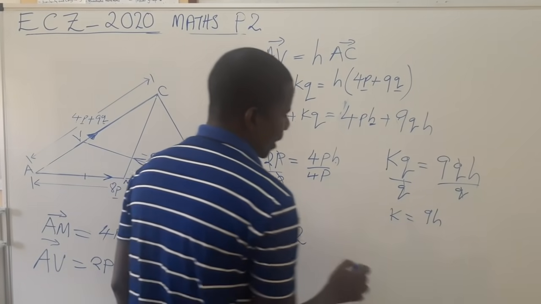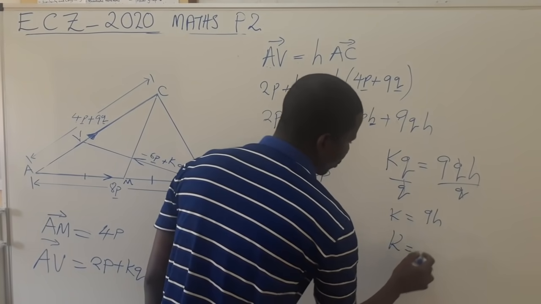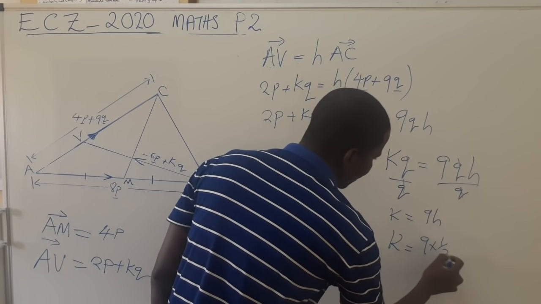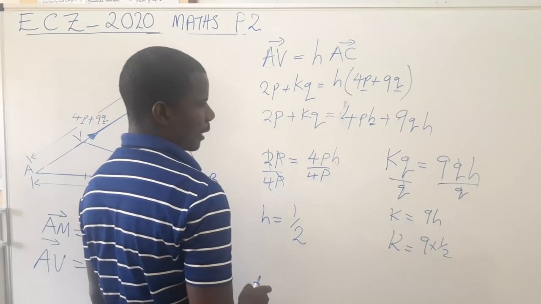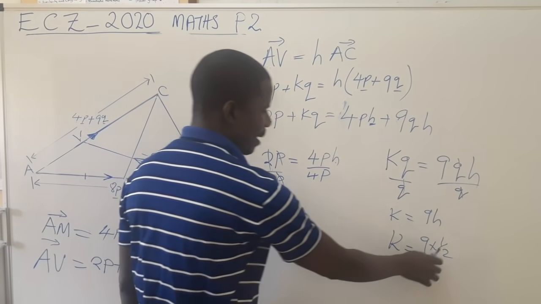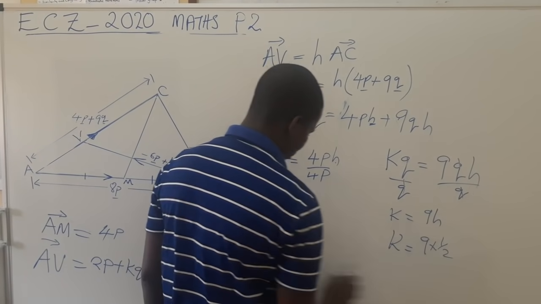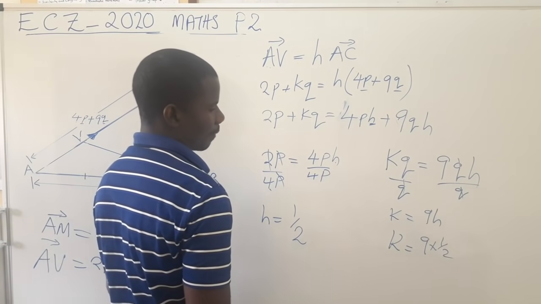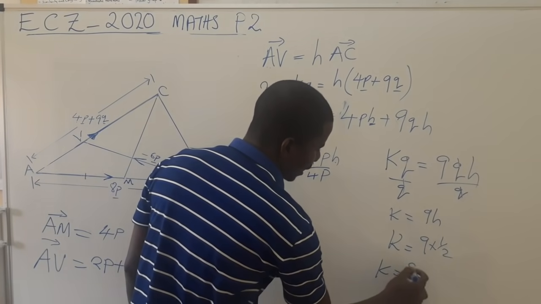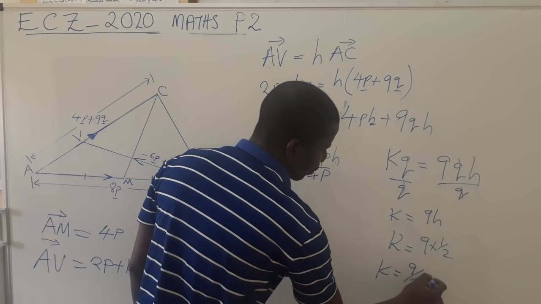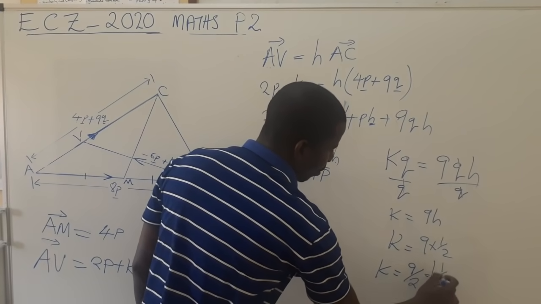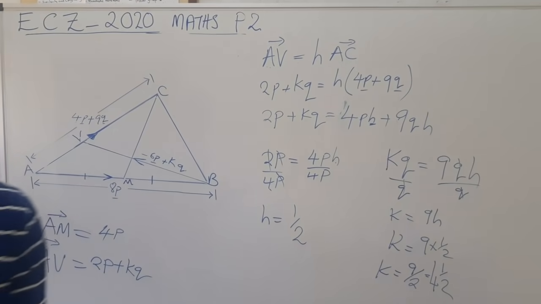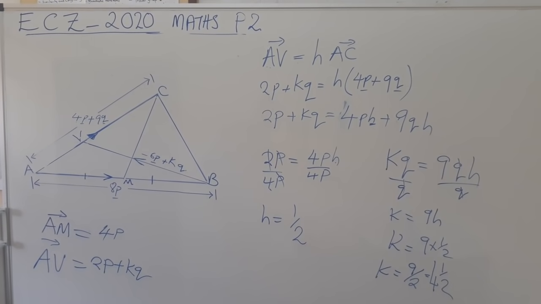Are we together? Then K is equals to 9 multiplied by 1 over 2. Okay? 9 multiplied by 1 over 2, because 1 over 2 is the value of H, so we have replaced it here. Okay? So K will be equals to 9 divided by 2, which is the same as 4 whole number 1 over 2. I hope these things are clear and you are able to see what we are doing. So basically, this is what you are supposed to do.